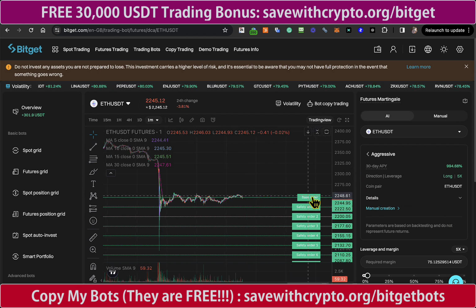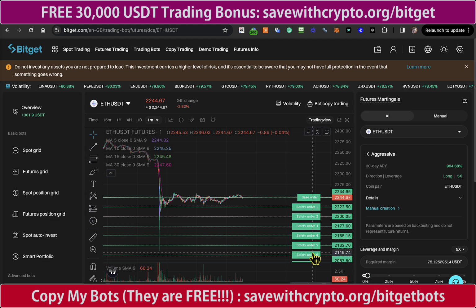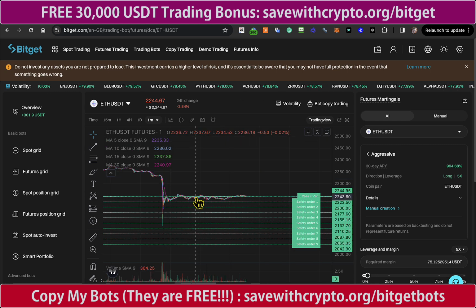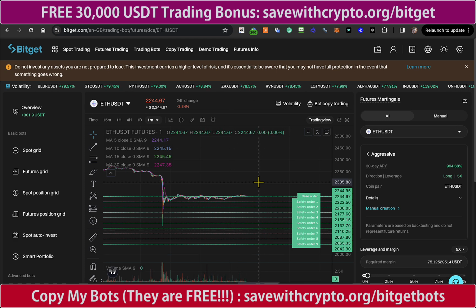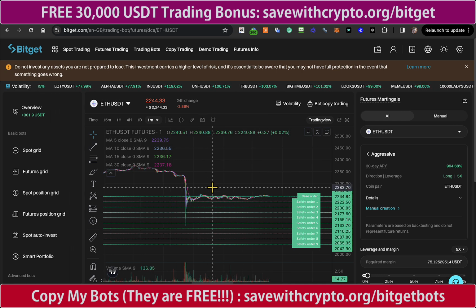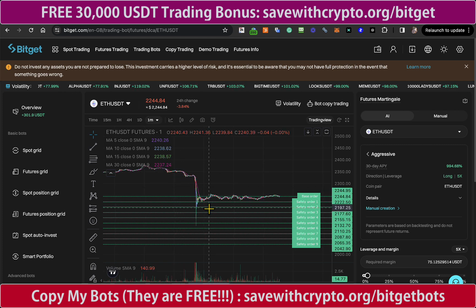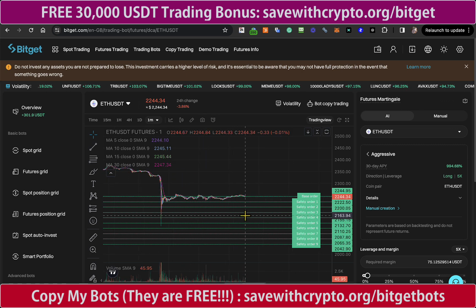So you see you've got your base order here and then all these safety orders down here. So as the price comes down, the orders would fill, and then when it goes back up it takes profit. Now the idea is as they go down the orders increase in size, so that's why your initial base order is normally going to be quite small. And this is also why I generally suggest that you start a bot when you've had a bit of a pullback. And I think we've had a bit of a pullback, haven't we? It's been quite drastic actually. So let's have a look.